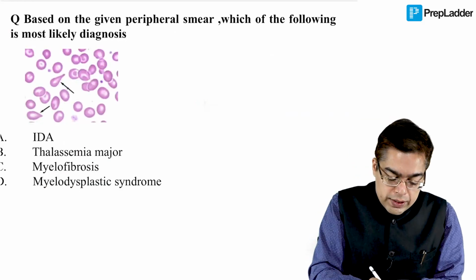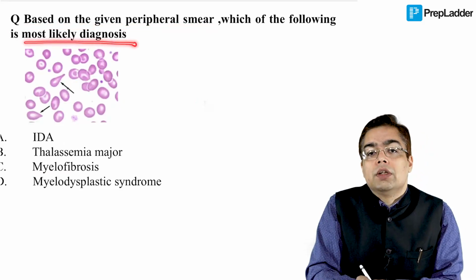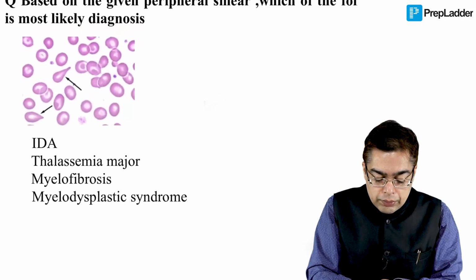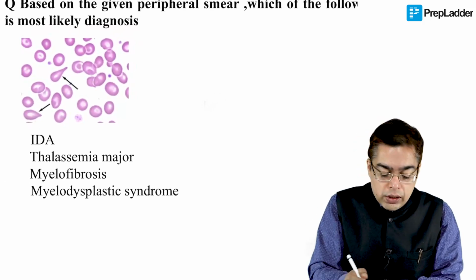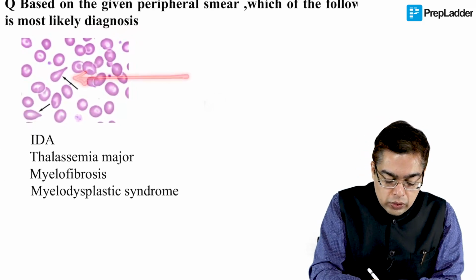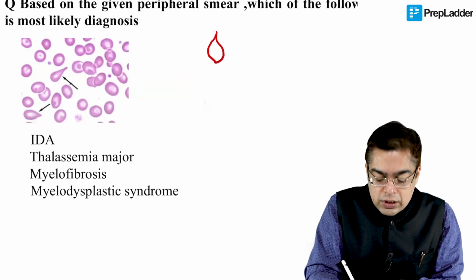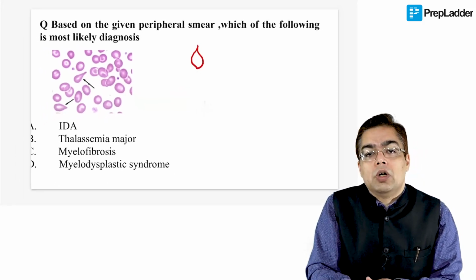Let's talk about the next question. Now the question in the exam was based on the given peripheral smear, which of the following is the most likely diagnosis? Now this was an example of a question that we did talk about or make a mention of in the snapshot section as well. What was characteristically given in the image in the exam was the arrows were marked to a particular shape of the RBCs, and these RBCs, as you can find, were not normal. They were stretched out and they were appearing just like a drop.